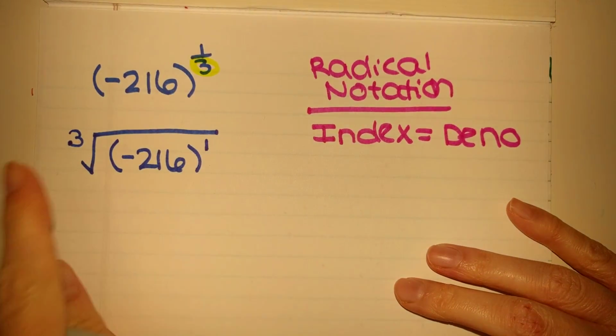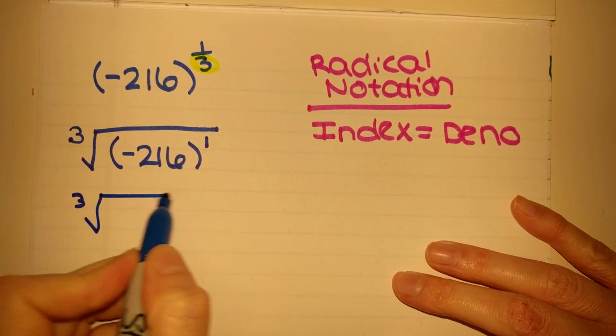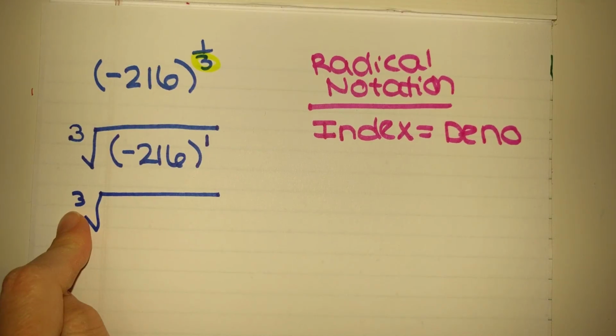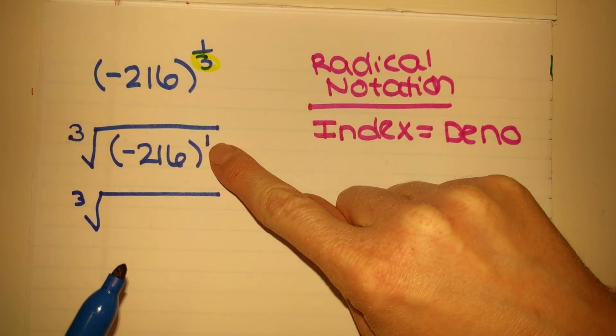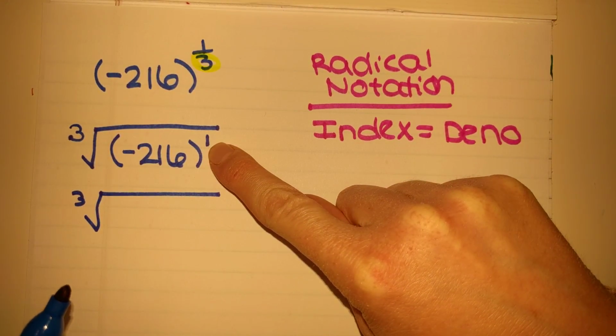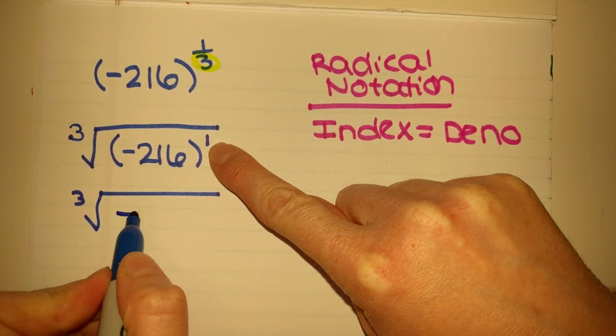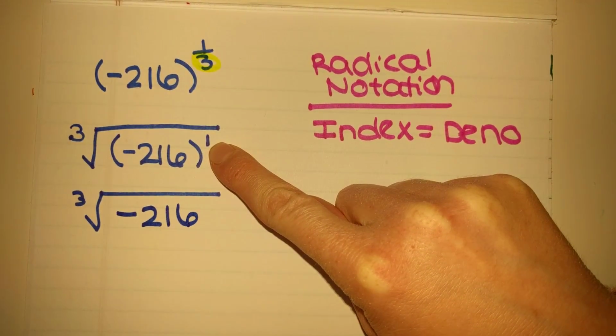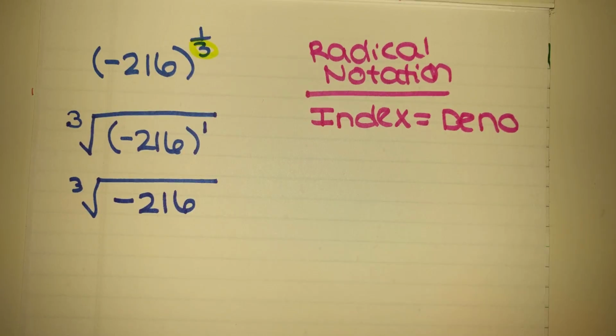Now, I need to keep the 3 because that, again, is not some understood thing. We need the 3 to indicate that it's a cube root. This 1 exponent is always understood. If there's no exponent, it's 1. So I can drop the parentheses and say it's just negative 216. All right, so now I have to simplify this.